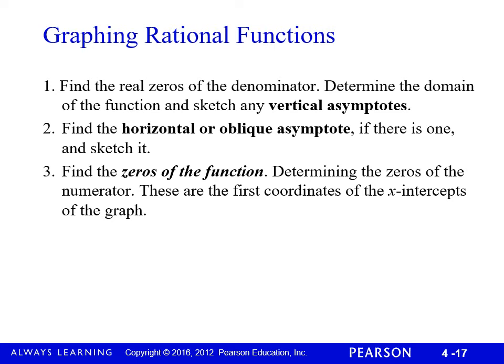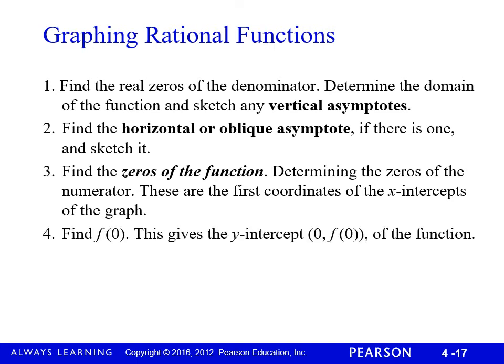Then we find the zeros of the function. We do this by finding where the numerator equals 0. Whenever a numerator equals 0, the whole function goes to 0. And again, the zeros that we find are really the first coordinates of x-intercepts, right? We put that 0 value of x, say for example x equals 2 is a 0, well then the x-intercept would be parenthesis 2, comma 0.